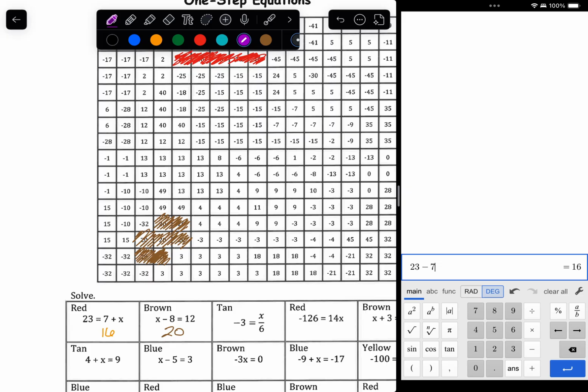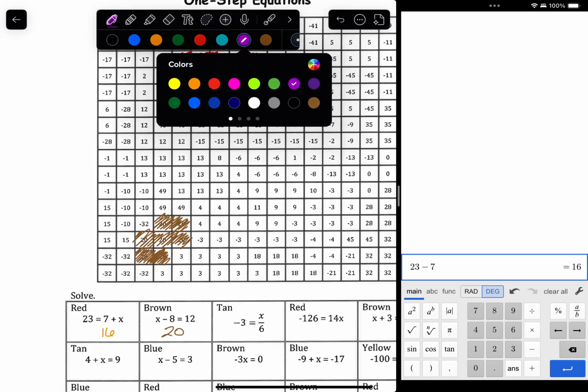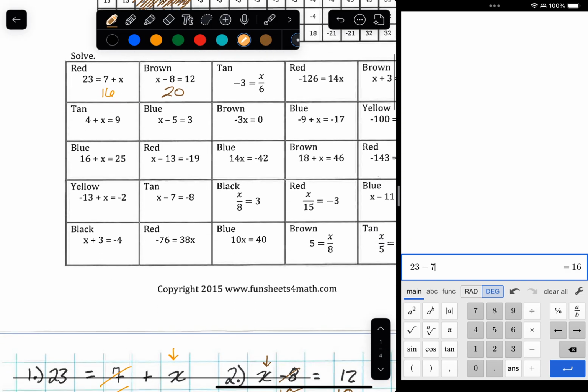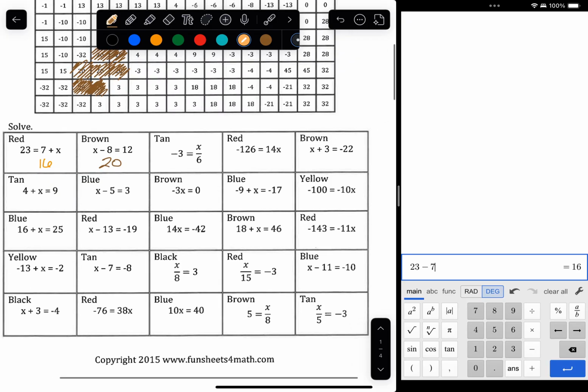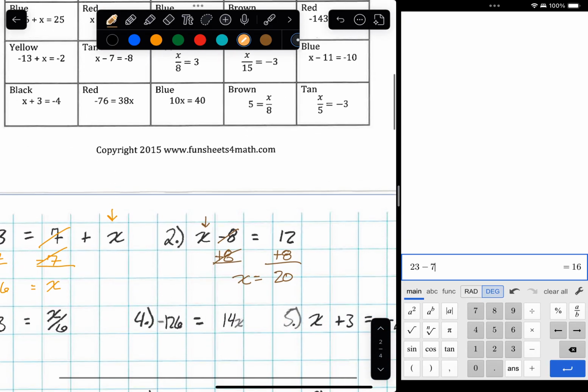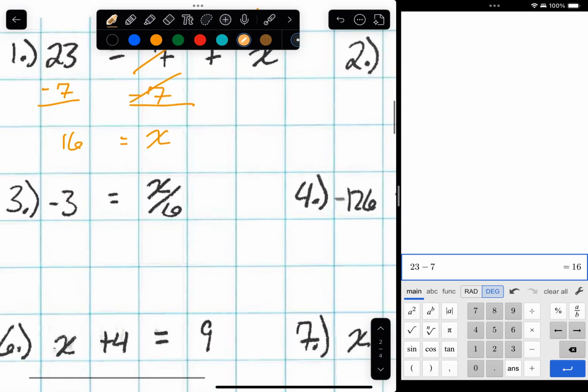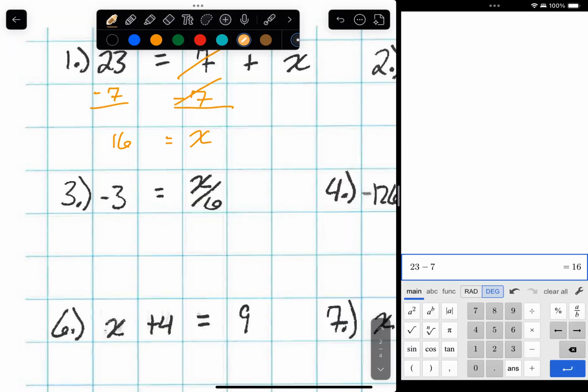Tan. What do I have? That'll work. Okay. -3 is equal to x over 6. So this is the first one where you got to look at the fraction and remember that a fraction is just a division problem. Remember the division symbol looks like a fraction with dot over dot. We do the opposite. Instead of dividing 6, multiply by 6.